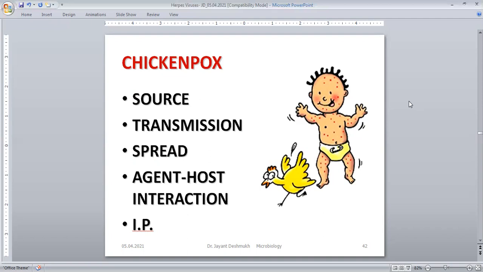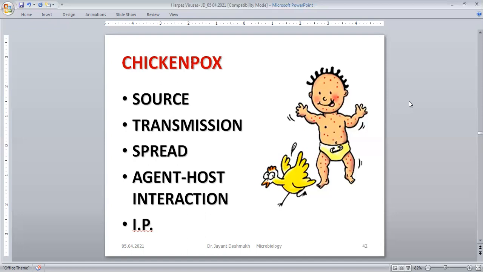The name chickenpox has no direct relation with chickens or poultry. It is not transmitted by chickens, but the lesions on the patient look like the marks when a chick feeds on the ground. The area is similar to the lesions present on the patient, so it is known as chickenpox. The points we discuss in pathogenesis: source, mode of transmission, spread, agent-host interaction, incubation period, and clinical presentation.